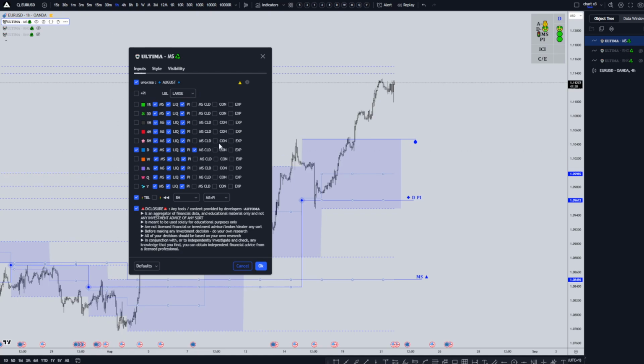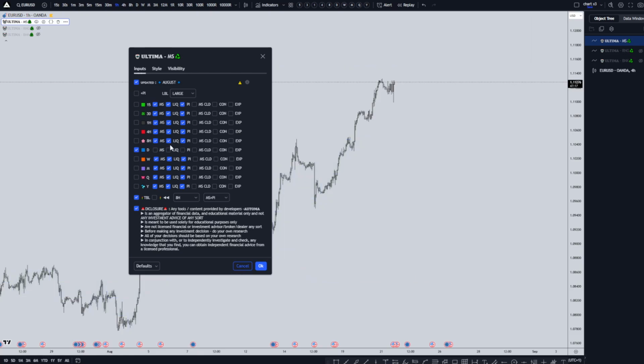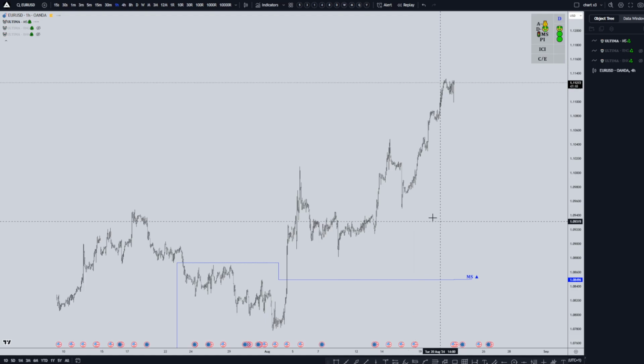So yeah, let's just go through one by one. The first column just enables a specific time frame. Let's say we're going to go through the daily time frame. So let's disable everything. That enables whatever you have clicked on for specific time frames. We want to see market structure, so we click market structure.